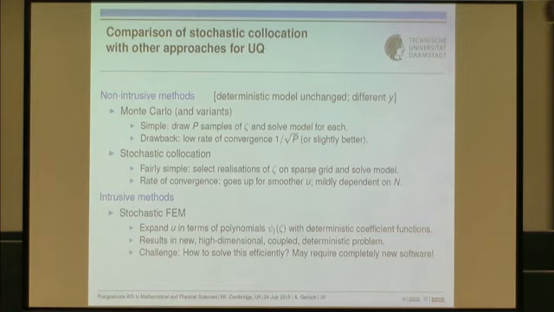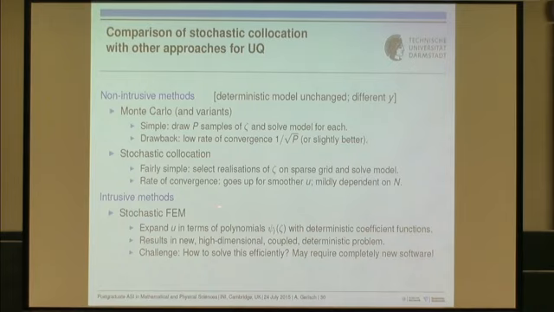So Monte Carlo and its variants are also non-intrusive methods. They are simpler in their implementation. The drawback, well, for the quasi-Monte Carlo methods maybe not, but the drawback is the low rate of convergence. With stochastic collocation, the sparse grid is fairly simple. I mean, you have routines for that, and as a practitioner, you don't have to care too much about that.